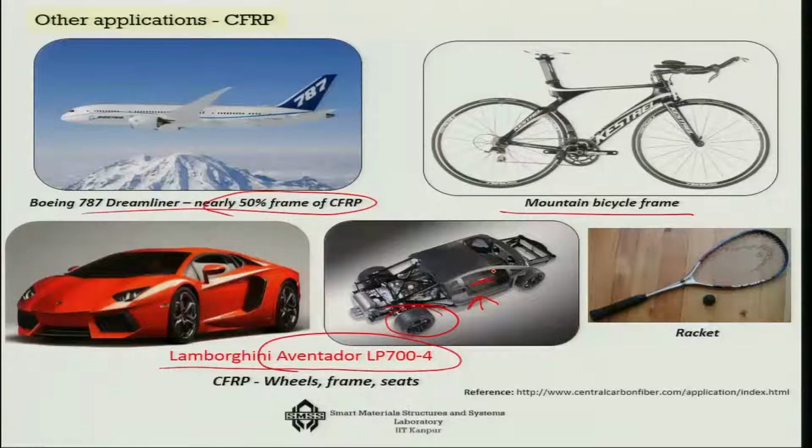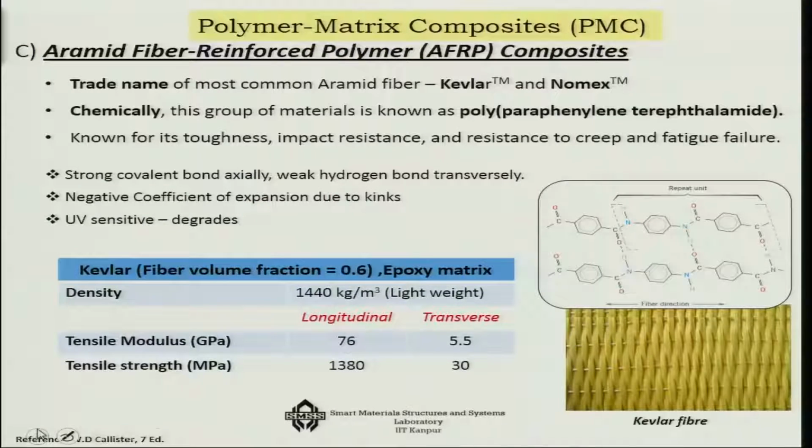CFRP is also getting a lot of use in sports goods, for example rackets. By making it light but strong, you can actually save a lot of muscular energy, and hence you can improve the performance in a game. So thus CFRP is very popular in such sports applications as well.